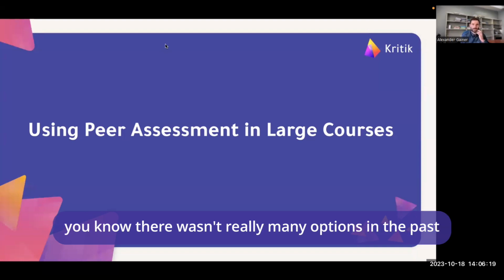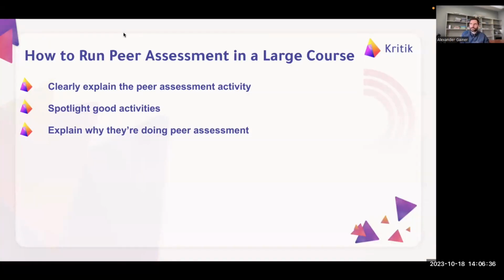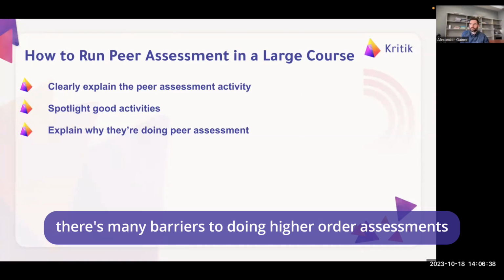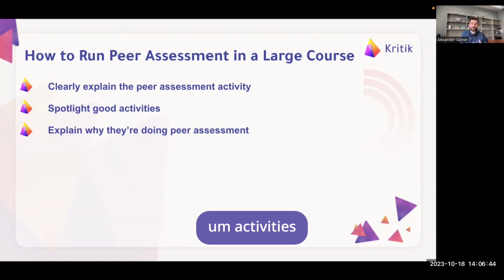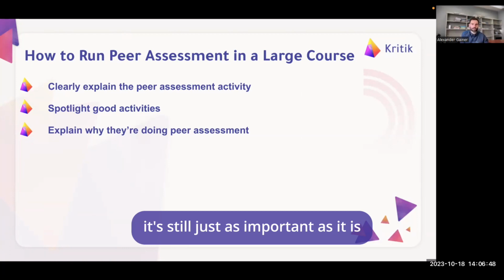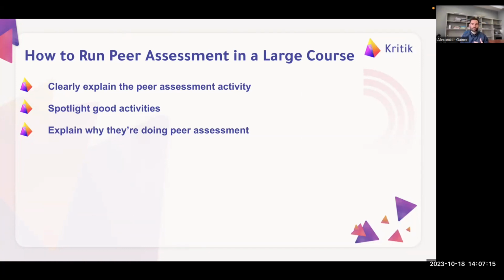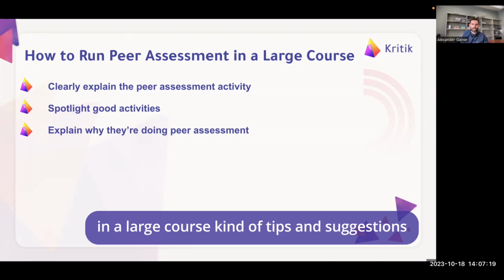There wasn't really many options in the past, even though there's many barriers to doing higher order assessments or non-multiple choice auto-graded activities. Even though it's tough to do in large classes, it's still just as important as it is in smaller classes. So first I'll start by how to run peer assessment in a large course, kind of tips and suggestions.